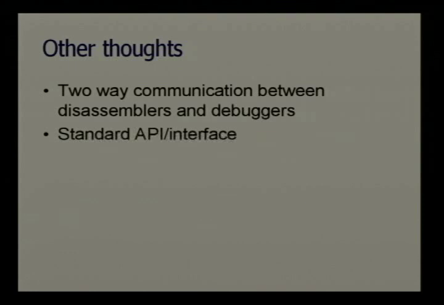First of all, we need two-way communication. Even the symbol transfer, like I said, only goes from the disassembler to the debugger. We need to make that a loop. I want to see what types of objects are in memory, see how things are working, and feed that back in. We could potentially run something in a debugger for a while, feed different types of input, and have that annotate our disassembly. And like I said, the step past that is a standard API and a standard interface.